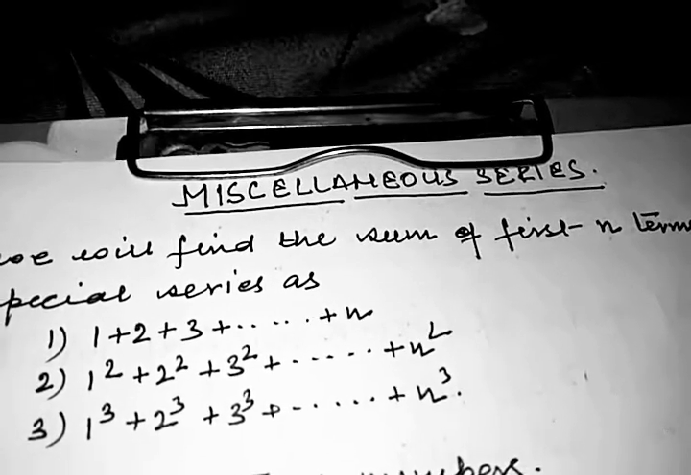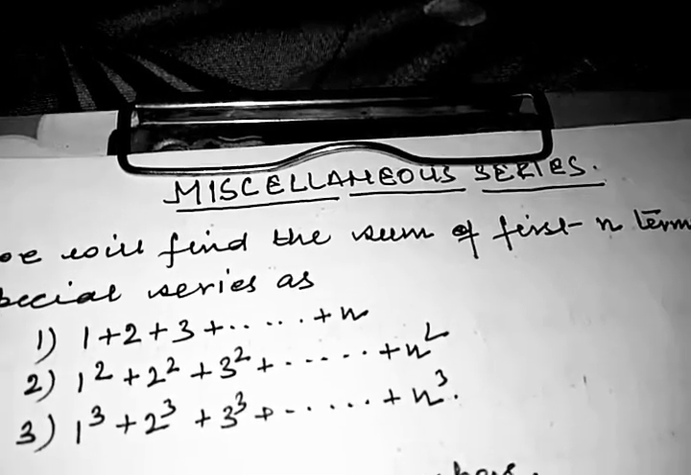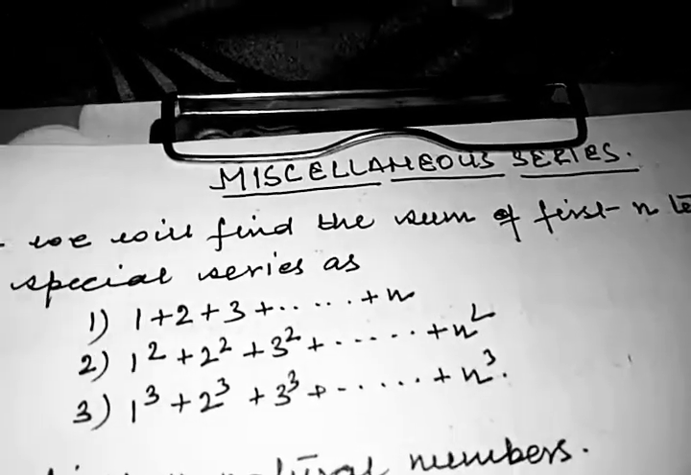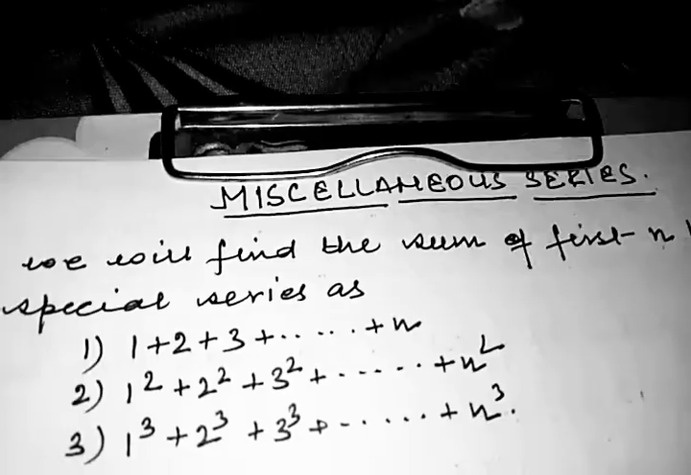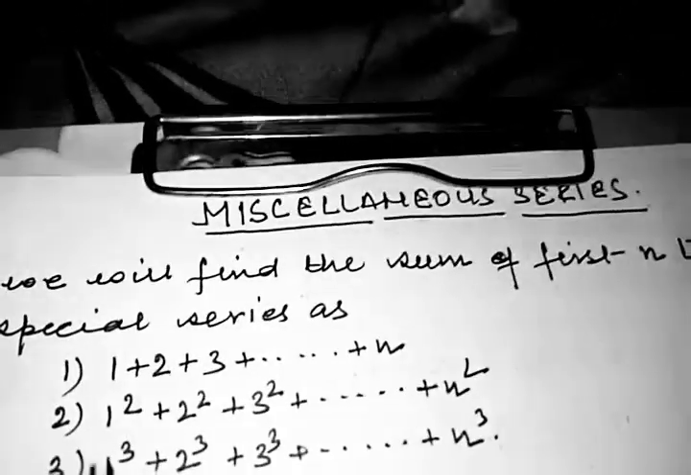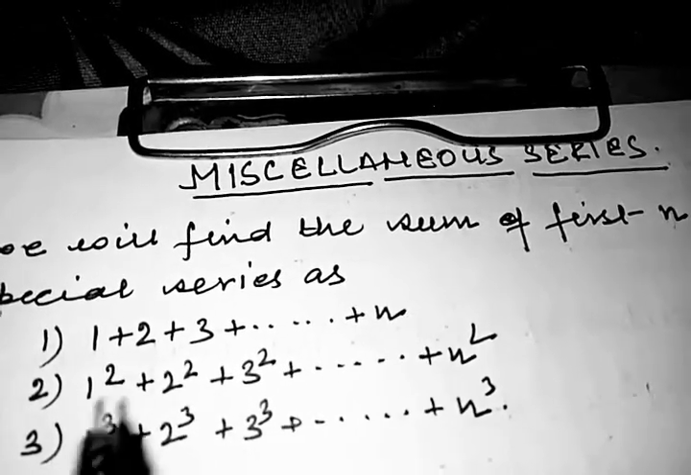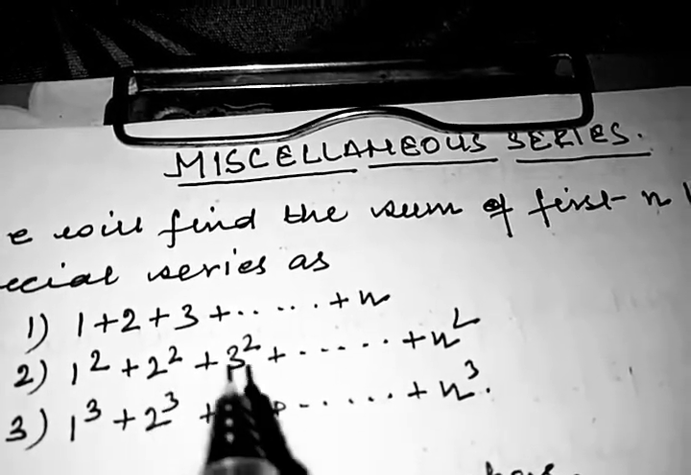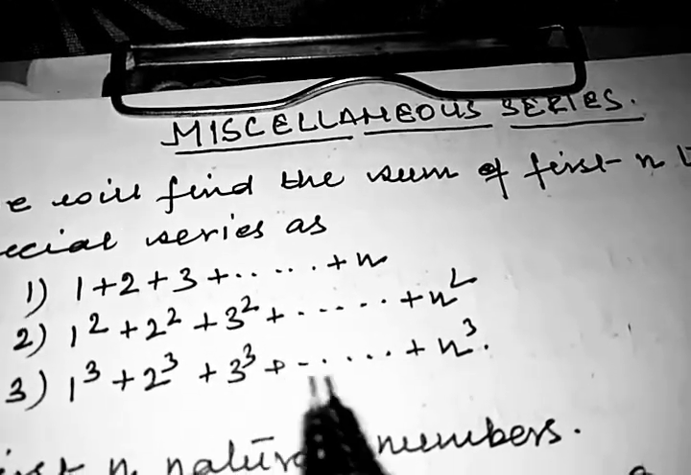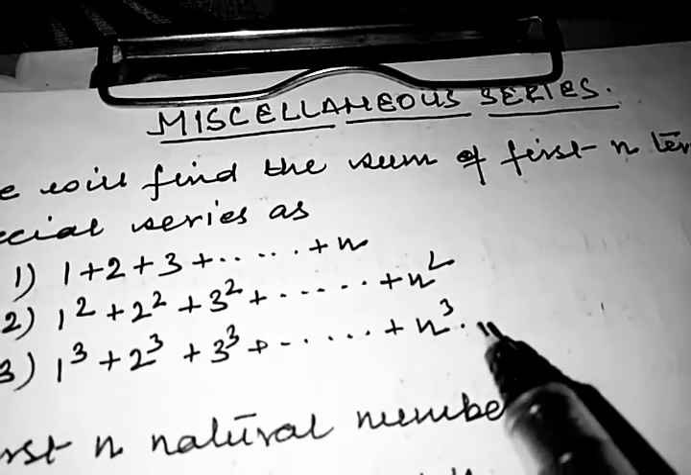So now we are up to the next section of sequence and series, and this is the last topic, miscellaneous series. In these types of series we have a few new types. First, 1 plus 2 plus 3 up till n, second is 1 square, 2 square, 3 square up till n square, and third is 1 cube, 2 cube, 3 cube up till n cube. So today we will learn how to take the sum of these series.